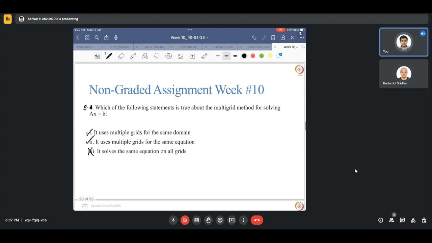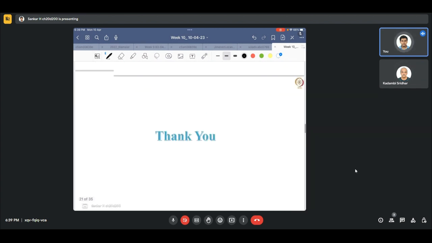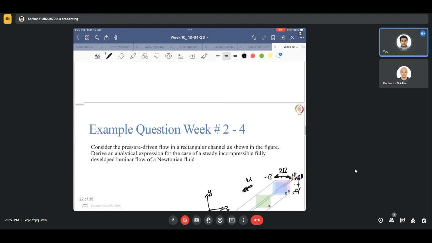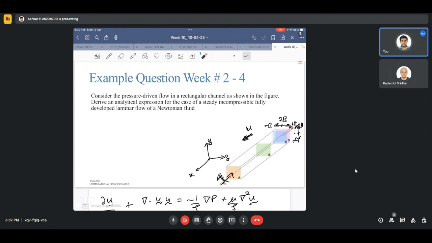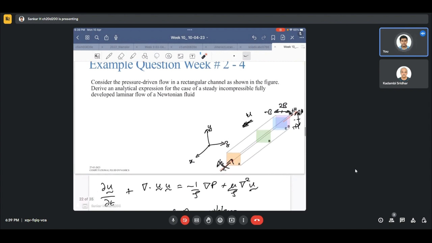So I think with this we have come to the end of the non-graded assignments for week 10 as well. I wish to follow up on what we have left behind for the example question, where we have tried to analytically derive the equation of fluid flow for a fluid in a rectangular channel, which is pressure driven flow for a steady incompressible fully developed laminar flow of a Newtonian fluid. We did this derivation in one of the earlier lectures, and I just wanted to complete it. I think I left it at the last step over here.